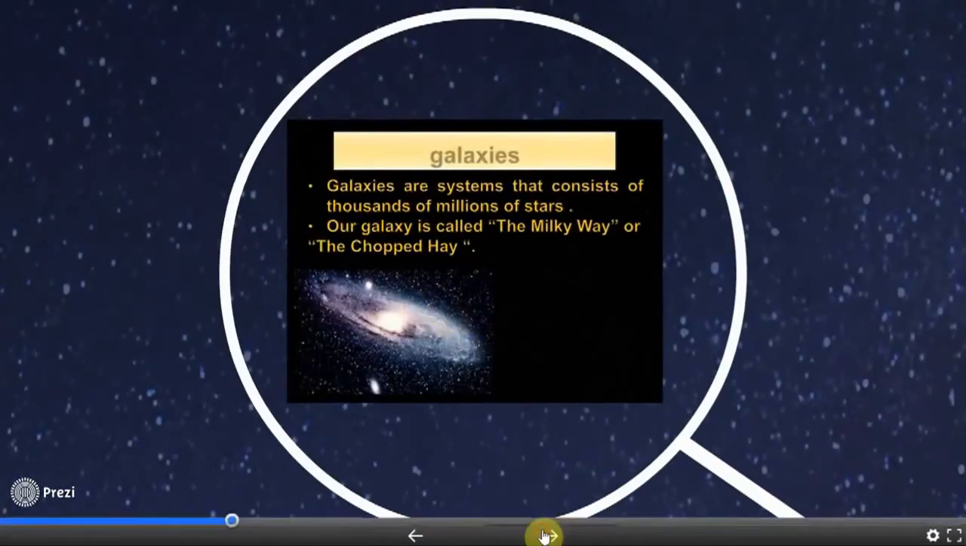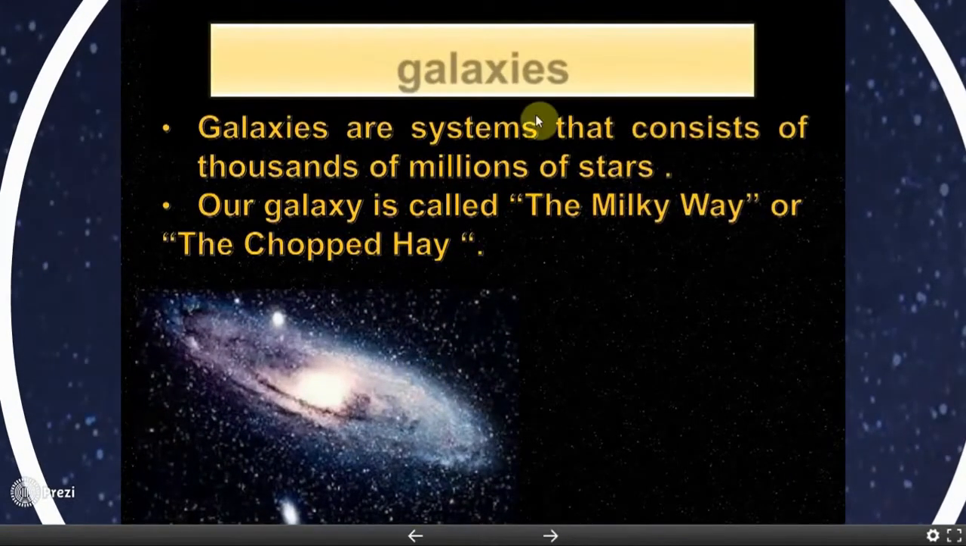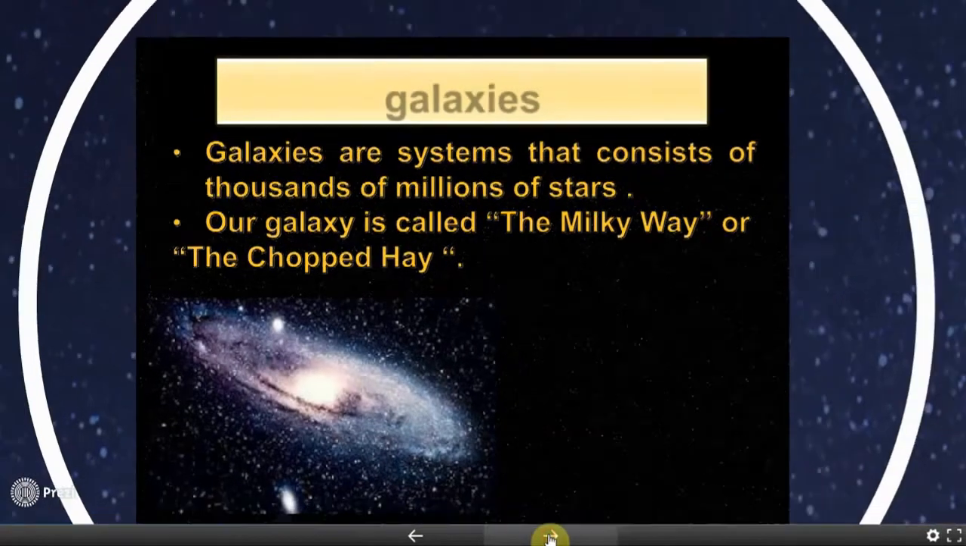Galaxy. Galaxies are systems that consist of thousands of millions of stars, and our galaxy is called the Milky Way.